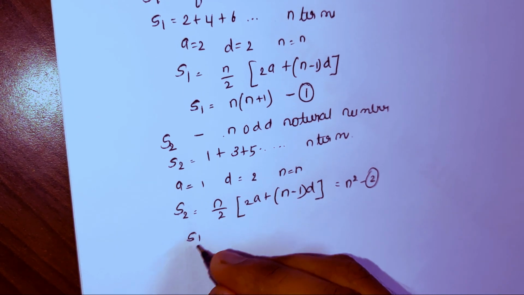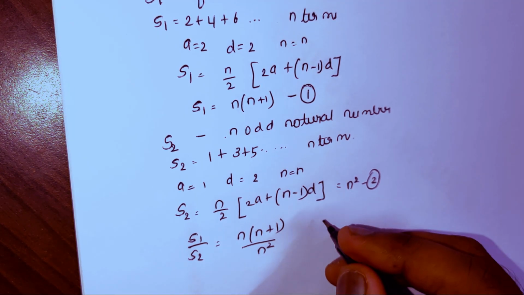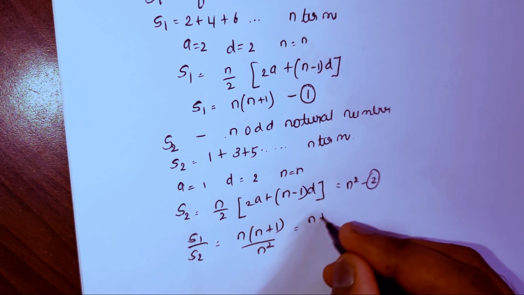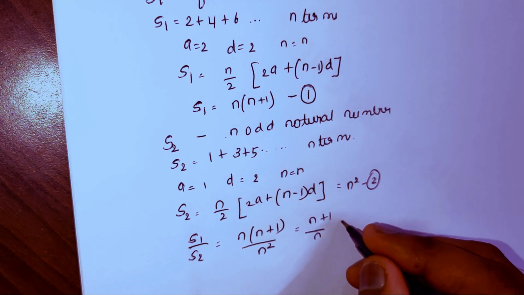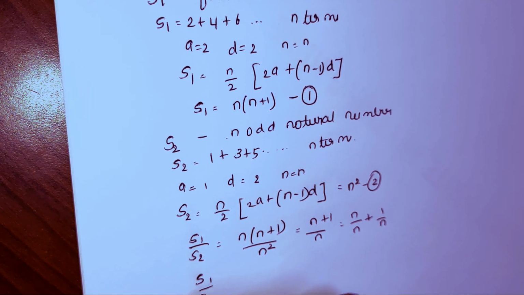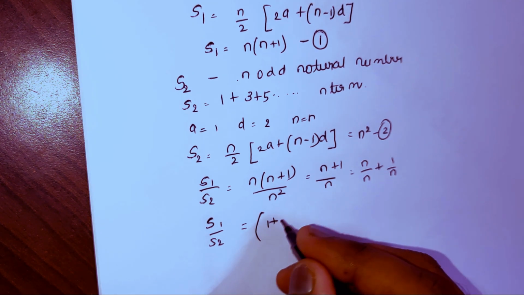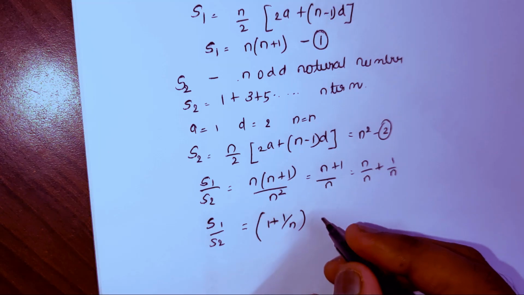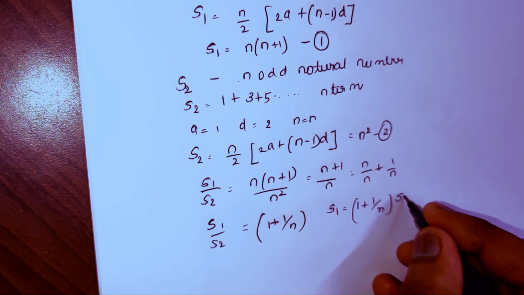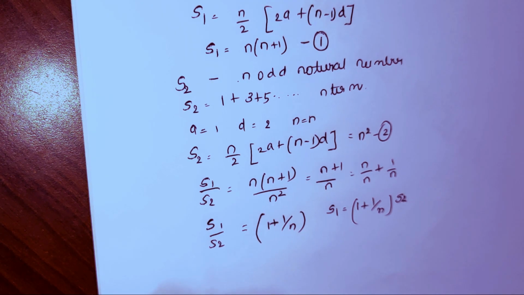Now S1 by S2 is equal to n into n plus 1 divided by n square. Now cancel this n, you will get n plus 1 divided by n. So S1 by S2 is 1 plus 1 by n. Bring S2 to this side, it will become S1 is equal to 1 plus 1 by n into S2. That itself they asked to prove. We will move on to the 50th question.